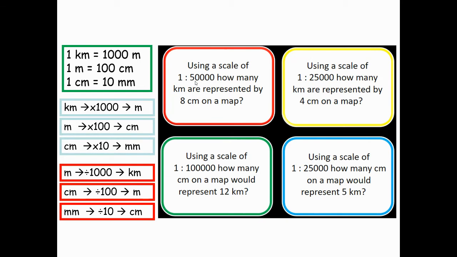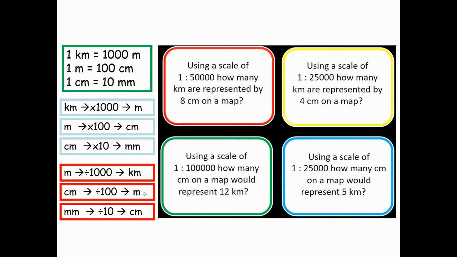But that's not really a useful thing. We want to know it in kilometers. So we've got to turn centimeters into kilometers. If we have a look over here, we can't go directly from centimeters to kilometers, but we can go from centimeters to meters, and then meters to kilometers. So we've got to divide by 100 to turn it into meters. So 400,000 centimeters is 4,000 meters. And then if we divide by 1,000 to get to kilometers, we will get that is 4 kilometers in real life. Okay, so 1 to 50,000 scale.